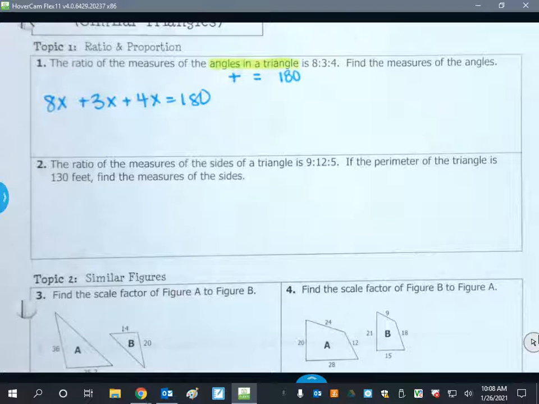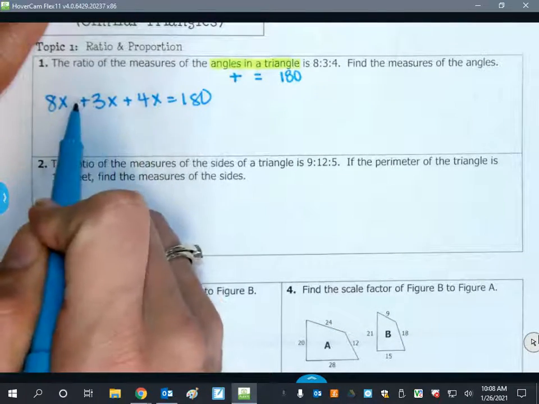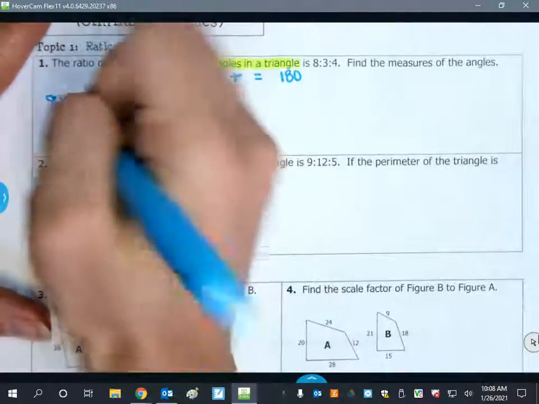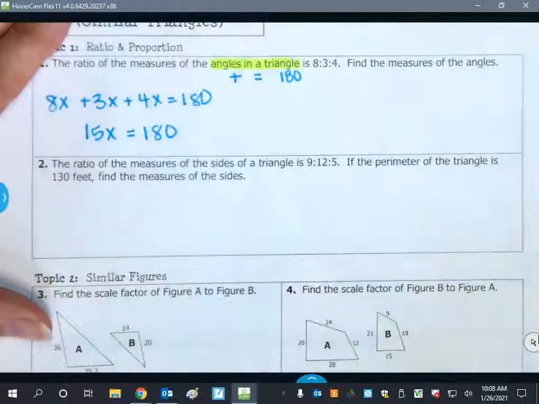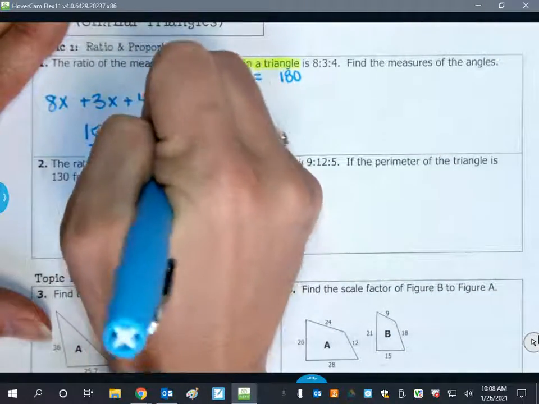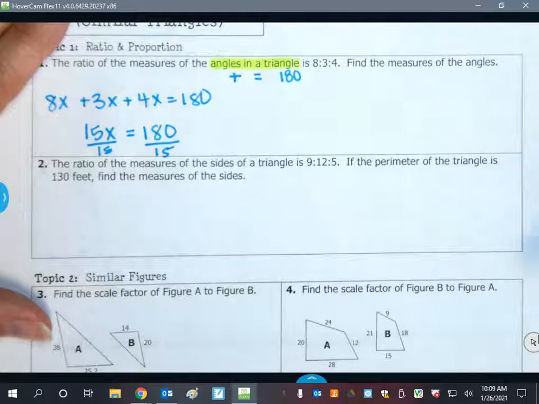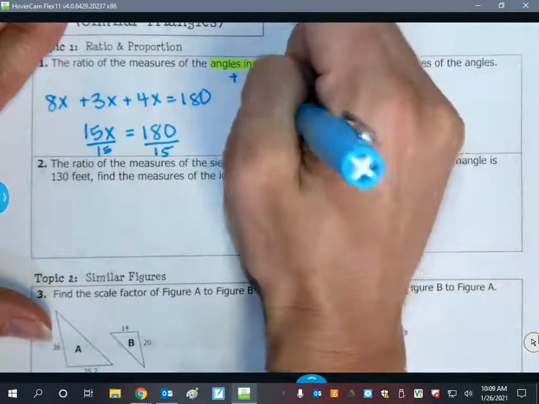All right, in order to solve this for x, you combine all of the like terms. So that's 8x plus 3x, which is 11x, and 11x plus 4x gives you 15x. So 15x equals 180 degrees. Divide by 15. So you do 180 divided by 15, and 180 divided by 15 is 12, so x equals 12.